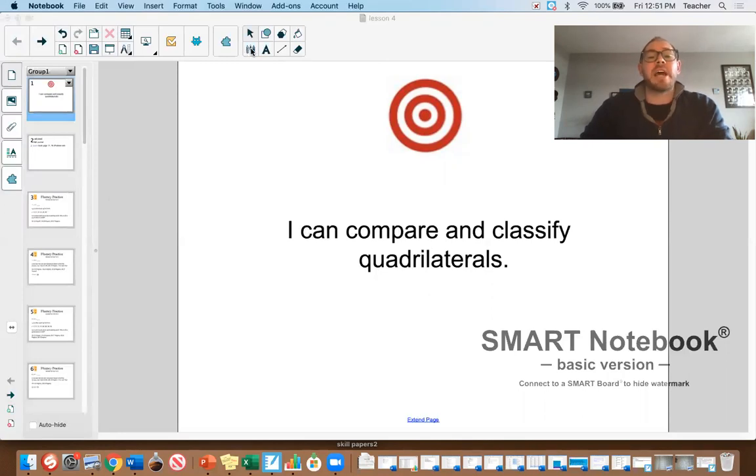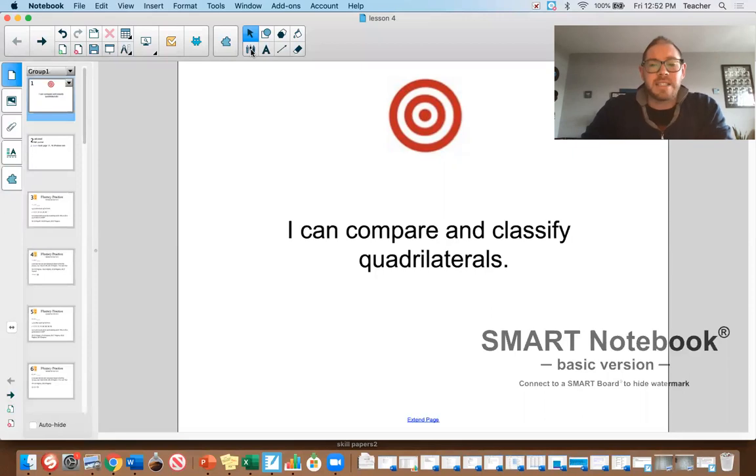Let's take a minute and think about what that means. What does it mean to classify something? We all know what it means to compare, but what does classifying something mean? Well, easily put, classifying is when you organize things by their characteristics and by what they have. So we're going to be looking at the characteristics of quadrilaterals, and quadrilaterals are a type of shape.